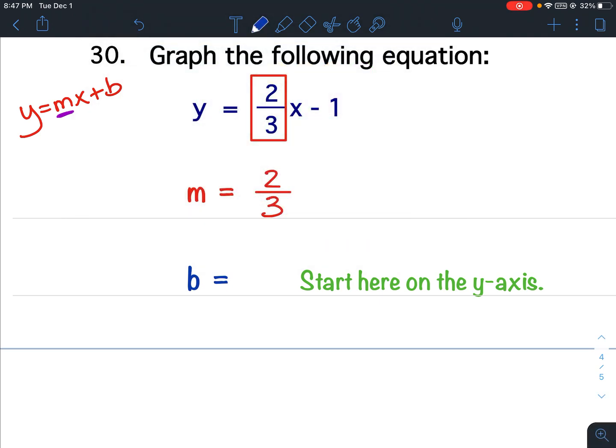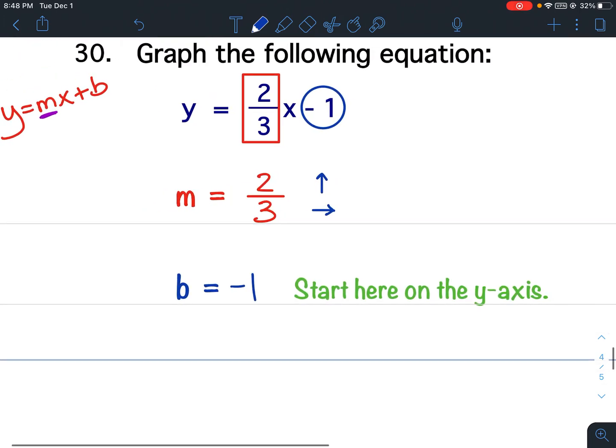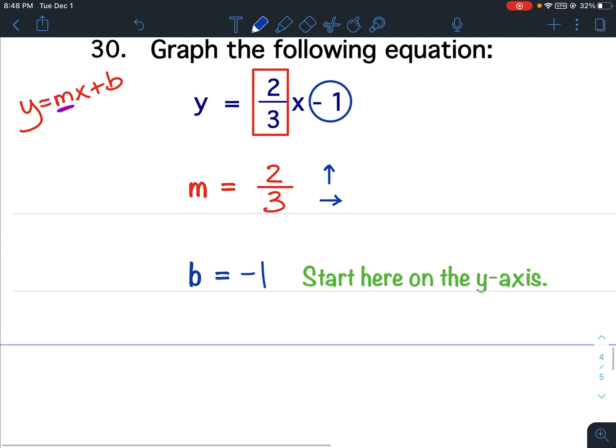The y-intercept is the number that is added or subtracted on the end. That would happen to be -1. Now, 2/3 is a positive number, so that means I have a positive slope. Remember, positive slopes go upward, going left to right. So, for 2/3, I will go up 2, then to the right 3. But I'm going to start at -1 on the y-axis. Pause your video, get all of that written down.